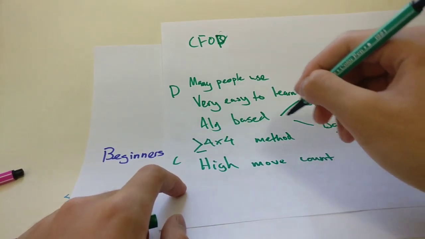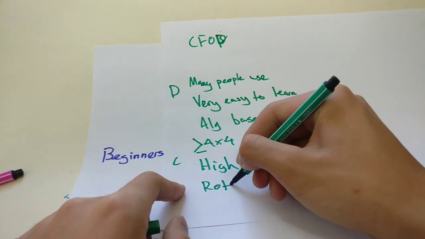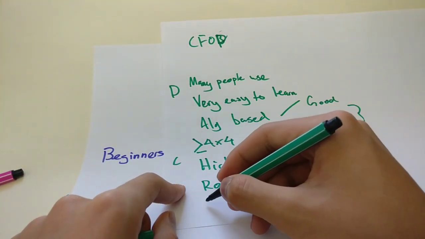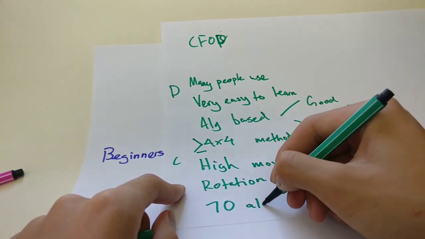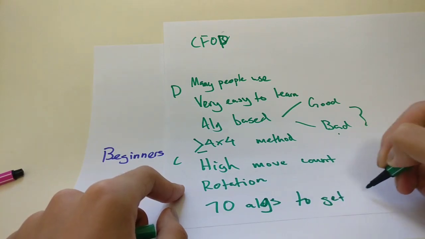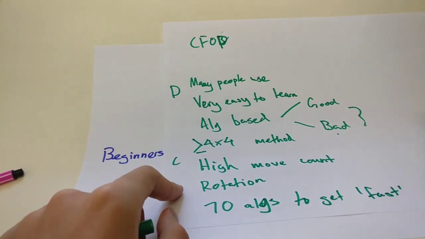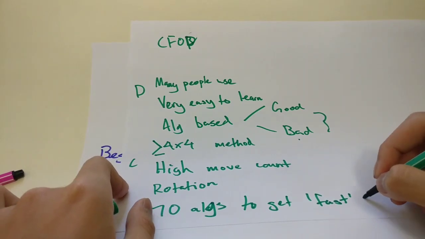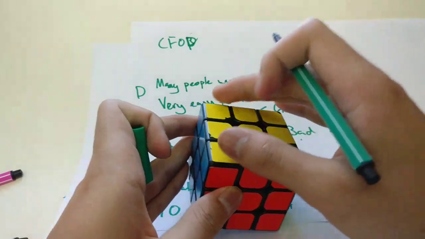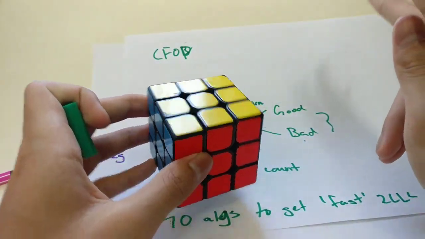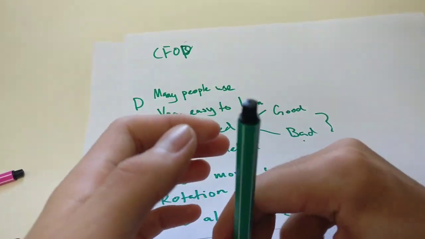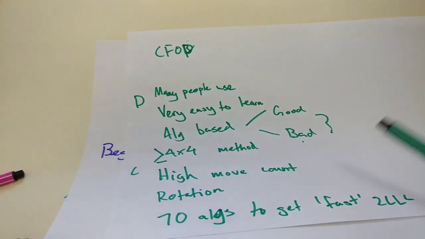But the bad thing about CFOP is that it has a high move count. And it also needs rotations as well, which might be bad. And you also need to learn around 70 algs to get fast, in quotation marks, because that would be two look last layer, where you have a last layer and then you can finish the last layer in 2 different algs, which I don't actually know. I know ZZ to LLL, but I don't know CFOP's 2 look last layer.